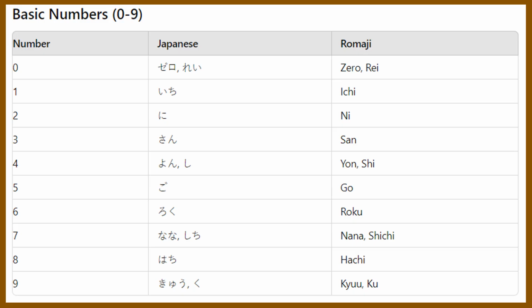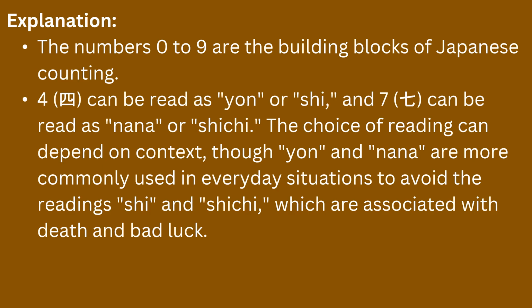Numerals. Basic numbers 0 to 9. Zero, rei. 1, 2, 3, 4, 5, 6, 7, 8, 9. The numbers 0 to 9 are the building blocks of Japanese counting.